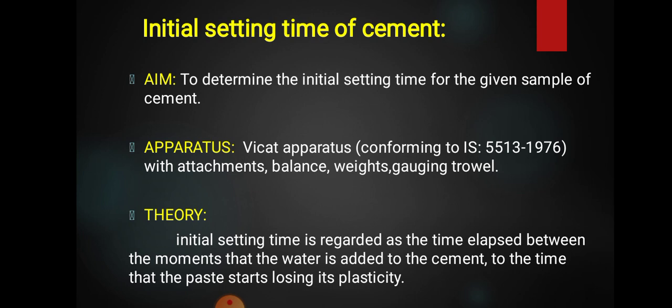And now the theory: initial setting time. What is meant by initial setting time? Initial setting time is regarded as the time which elapsed between the moment the water is added to the cement to the time that the paste starts losing its plasticity. So when water is added to the cement, from that stage until it loses its plasticity, that time duration is known as the initial setting time of cement.